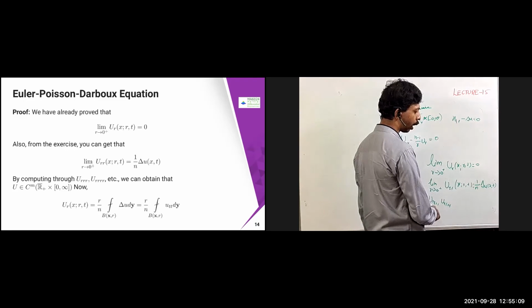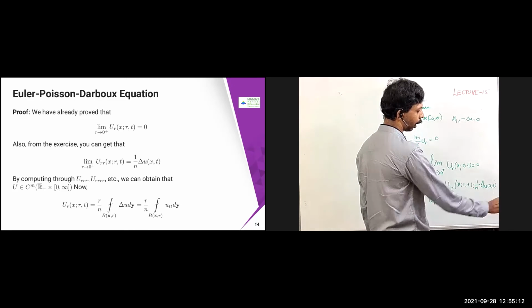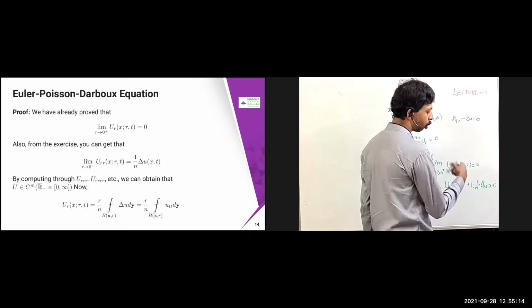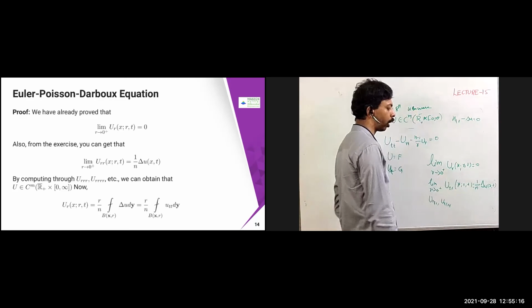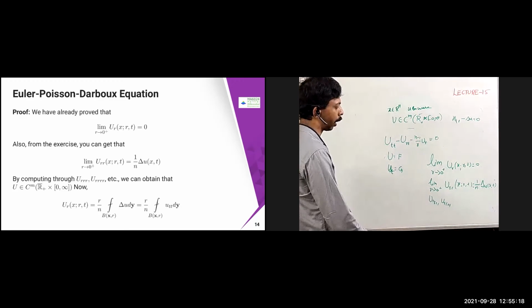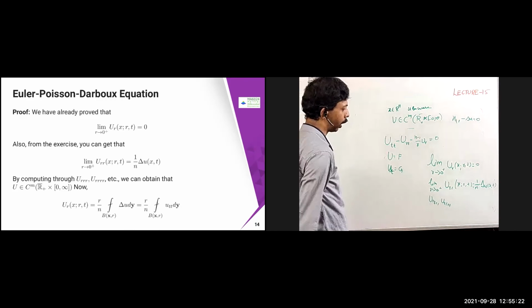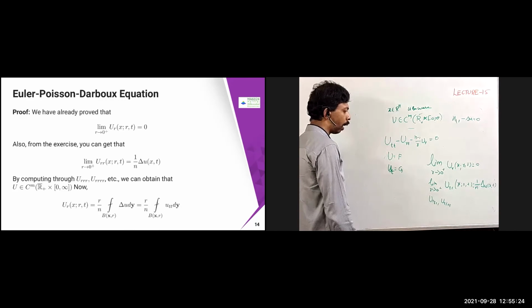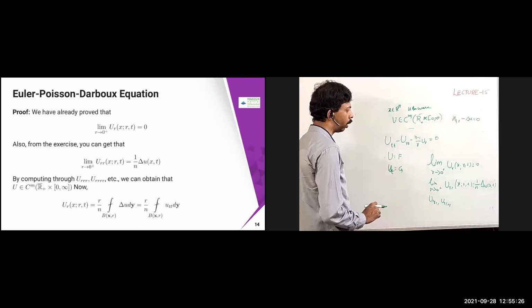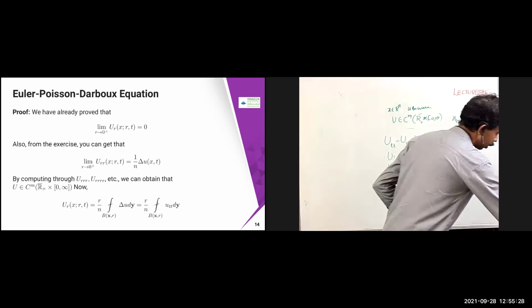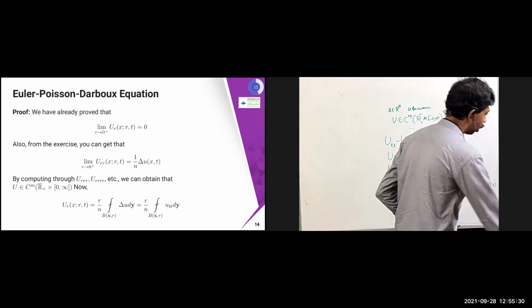Similarly, u triple r you can calculate, u 4r you can calculate, etc. So everything is going to depend on this u. So ultimately, what you are going to get is that u belongs to C^m. Now we are going to use this to prove that the wave equation is going to be solved. So let us prove that.